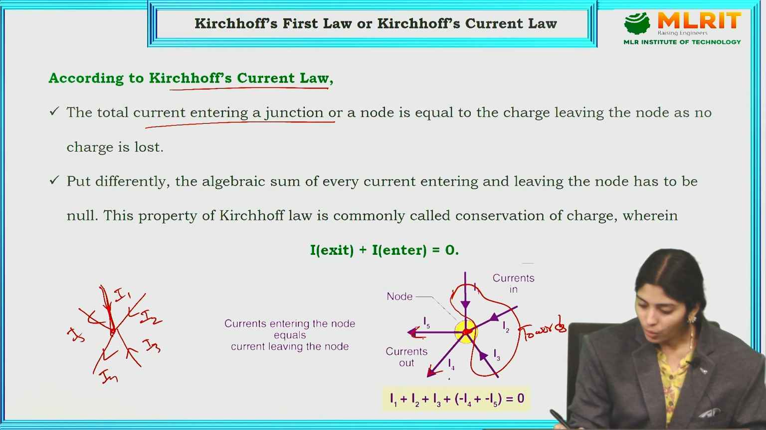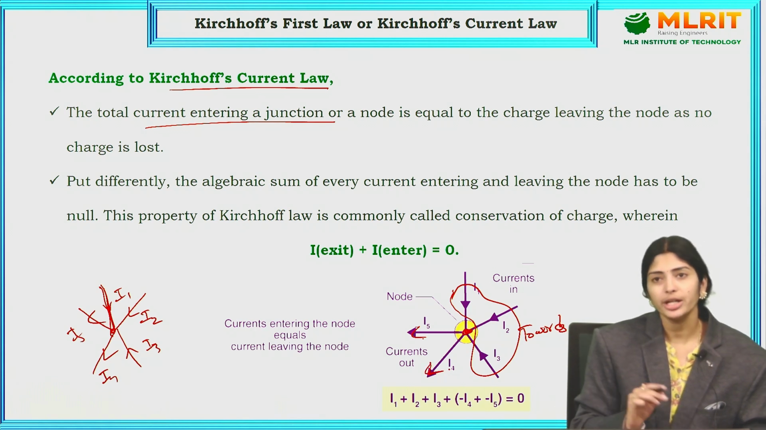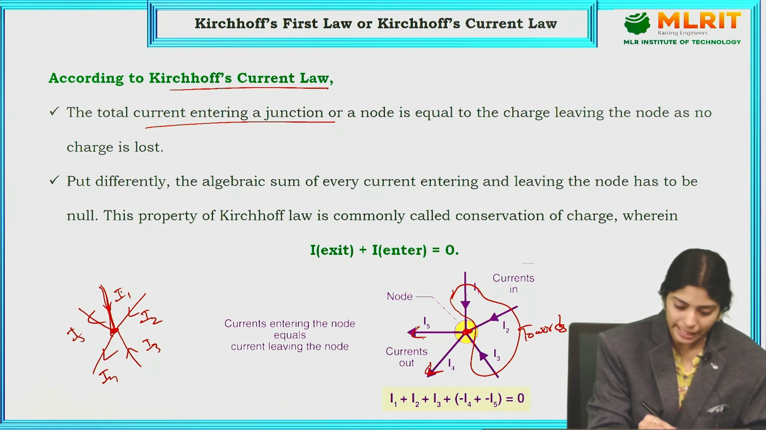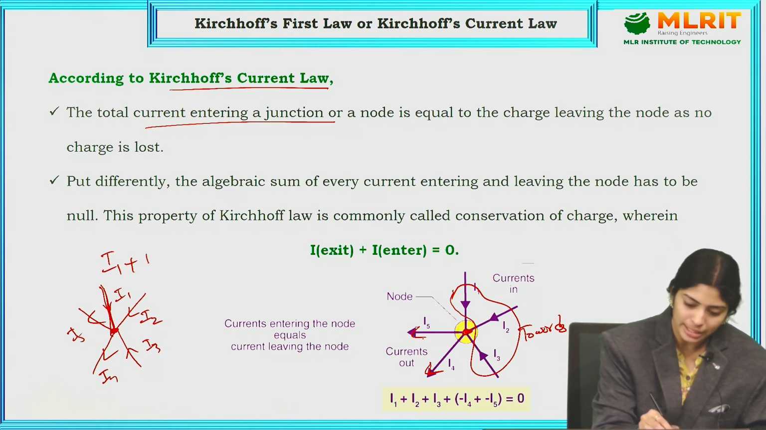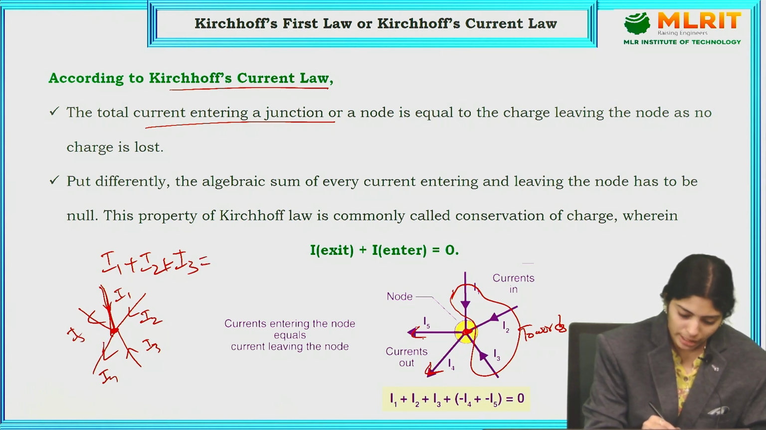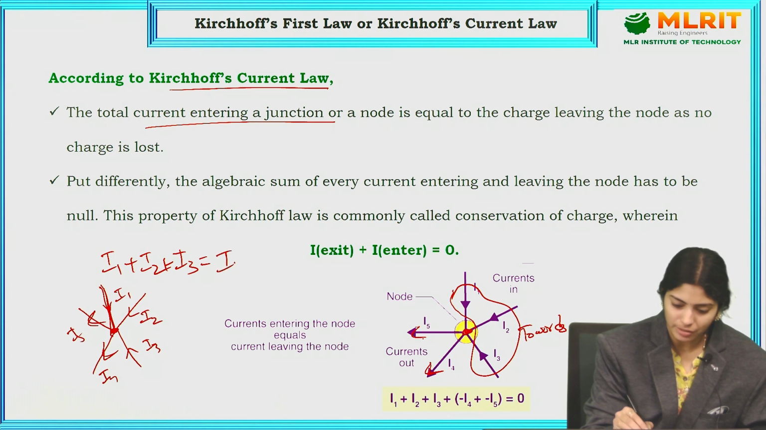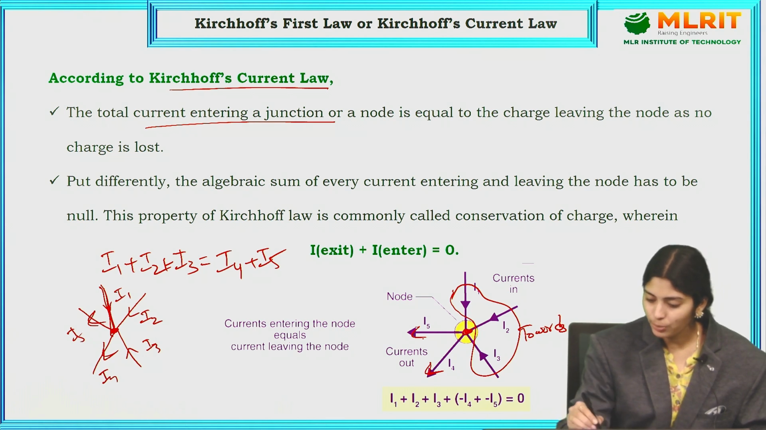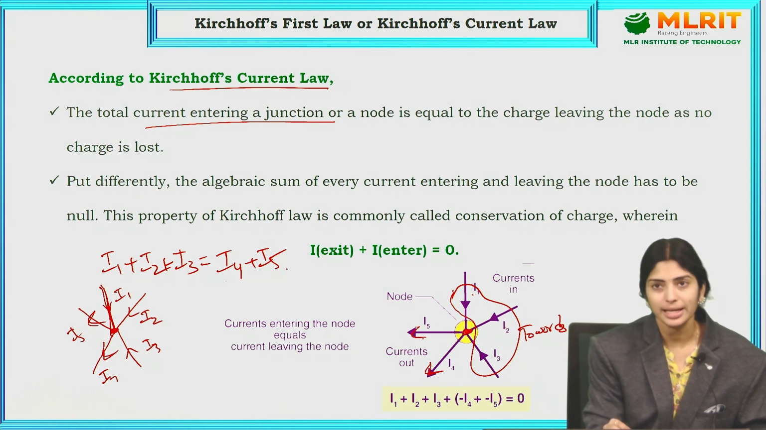So here, what will be the equation according to the KCL? The sum of the currents entering into the node, I1 plus I2 plus I3, is equal to the sum of the currents leaving the node. What are the currents leaving the node? I4 and I5, so I4 plus I5. So according to the KCL, this will be the equation. In this circuit, I1 plus I2 plus I3 is equal to I4 plus I5.